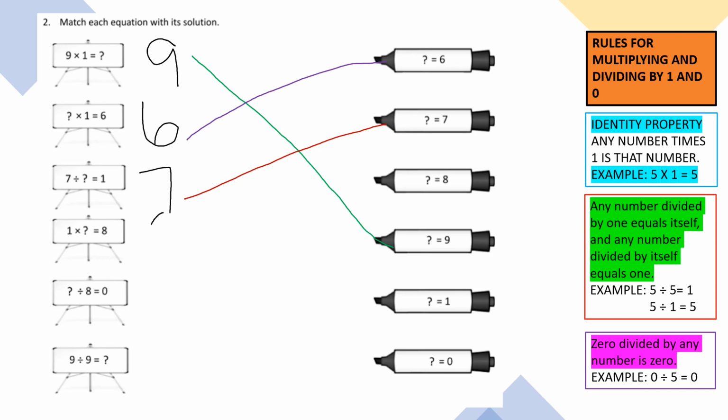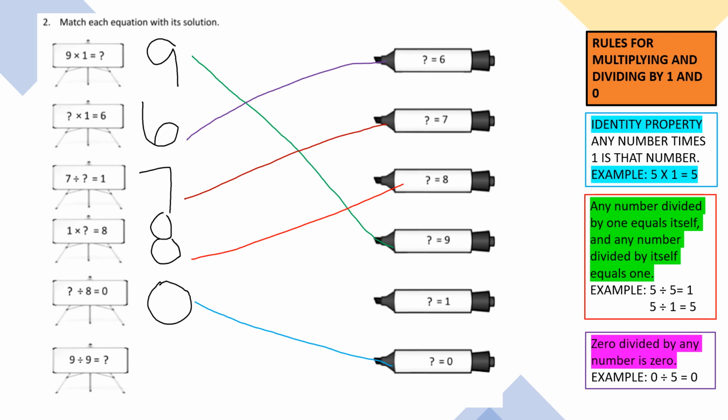If you said 8, you are correct. And we'll draw a line from the 8 to 8 here. Okay. The next equation is blank divided by 8 equals 0. Well, look at our rules. If you said 0, you're absolutely correct. 0 divided by 8 equals 0. So we're going to draw a line from here to here.